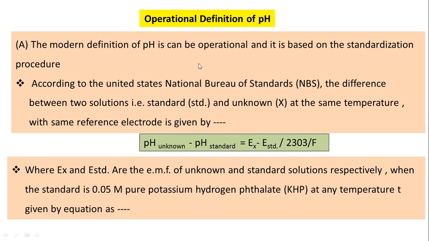The modern definition of pH is operational, and it is based on a standardization procedure. According to the United States National Bureau of Standards, NBS, the difference between two solutions, a standard solution and an unknown solution, at the same temperature with the same reference electrode. When we measure the pH of the standard solution, whose pH is known, and the unknown solution, recognized as X, whose pH is not known, both kept at constant temperature and with the same reference electrode, it can be given by the equation: pH unknown minus pH standard is equal to Ex minus E standard divided by 2.303.